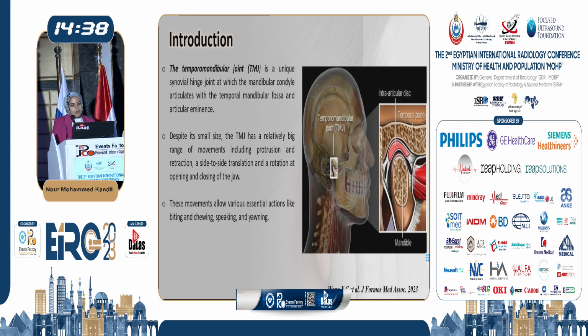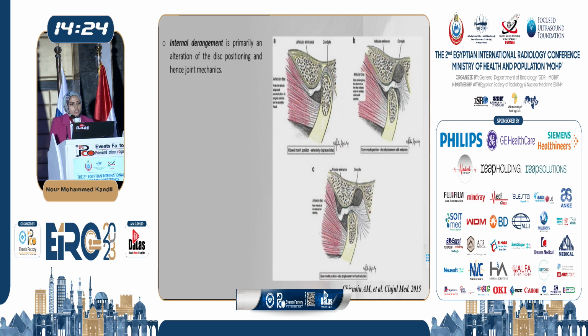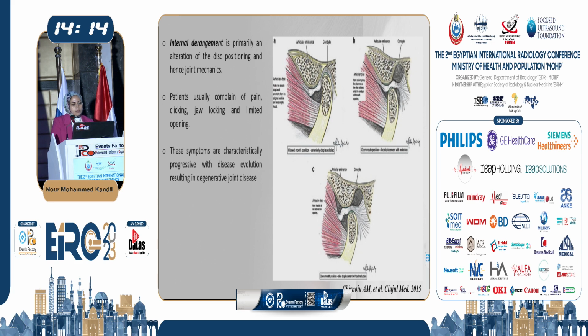These movements allow various essential actions like biting, chewing, speaking, and yawning. A normal disc together with the stabilizing ligaments and the masticator muscles serve to provide synchronized and coordinated temporomandibular joint movements. Internal derangement is an alteration in the disc positioning and hence joint mechanics. The patients may present with different symptoms like pain, clicking, jaw locking, and limited opening. It may progress up to joint degeneration.